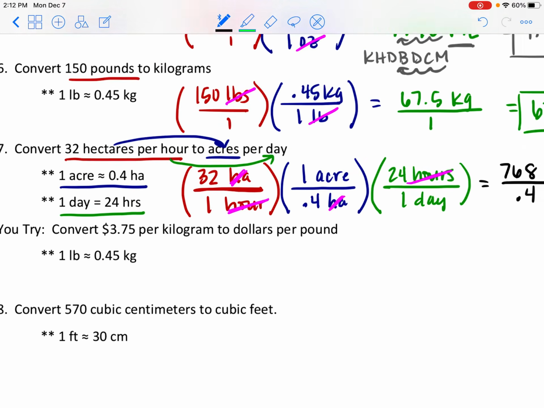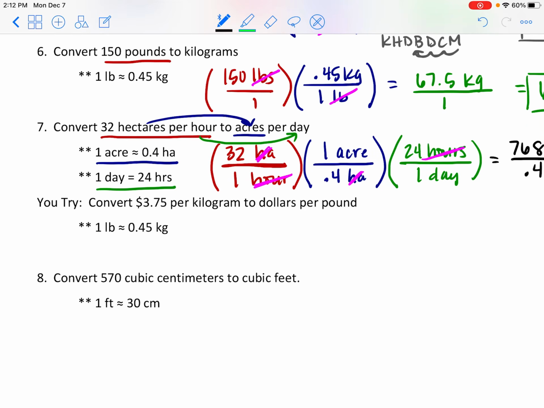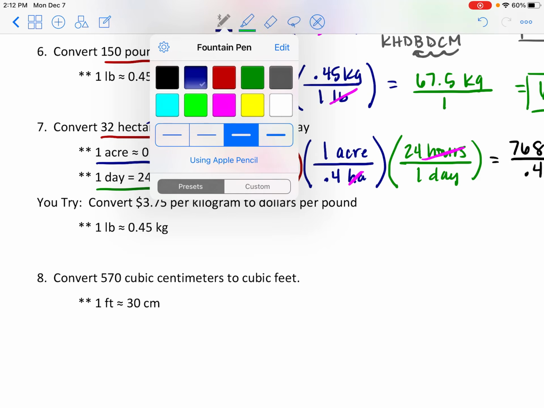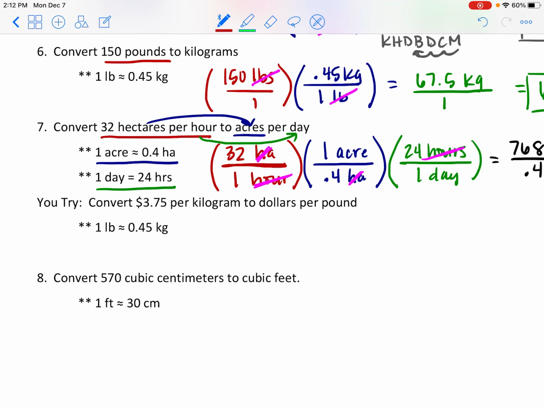Okay, manageable. One for you to try if you want to give it a shot. Again, feel free to pause the video. This would be a good opportunity for you. Using something we actually already used. It says convert $3.75 per kilogram to dollars per pound. Now, $3.75 per kilogram is our start. So $3.75 per 1 kilogram is our start. That's what we're given. And then we have to convert to dollars per pound.